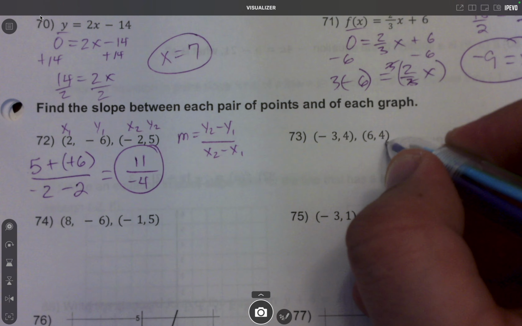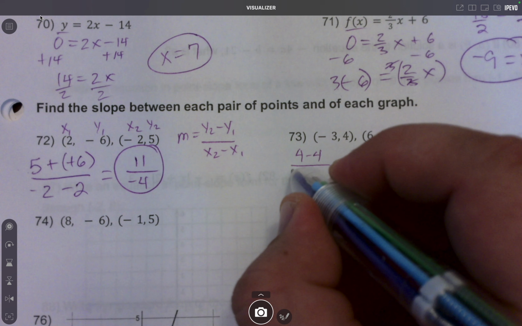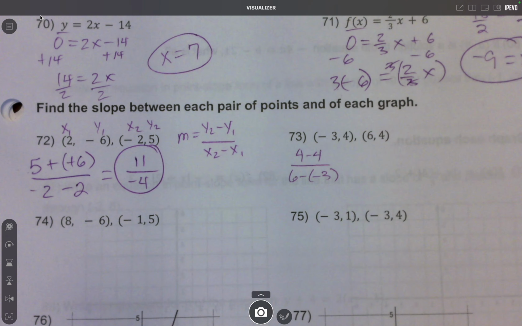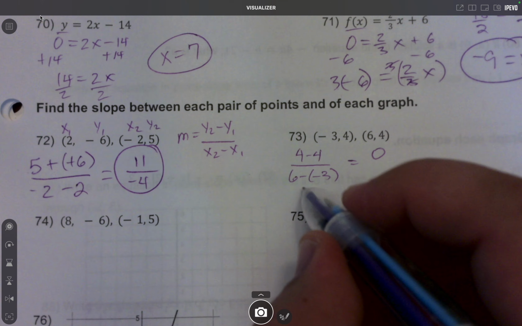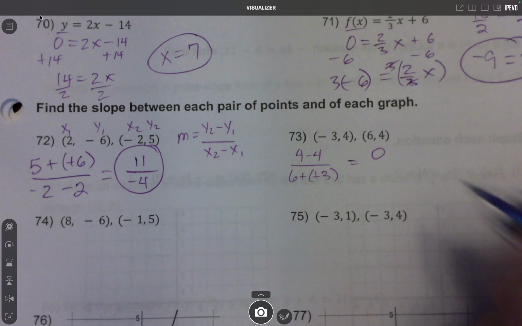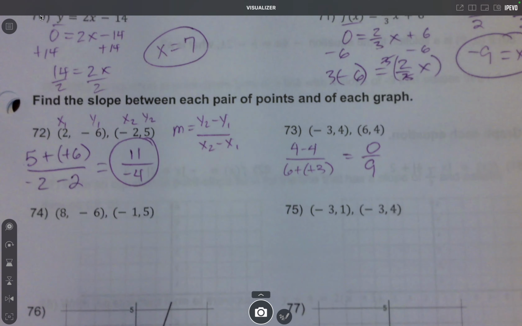But we'll do y2 minus y1, 4 minus 4, over x2 minus x1. 4 minus 4 is 0. 6 minus negative 3 is the same as 6 plus 3, which is 9. This is important to remember. When 0 is on top, that means the answer is just 0. That's a flat horizontal line, slope of 0.